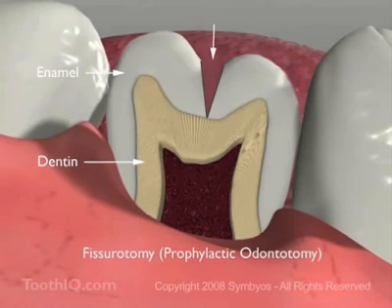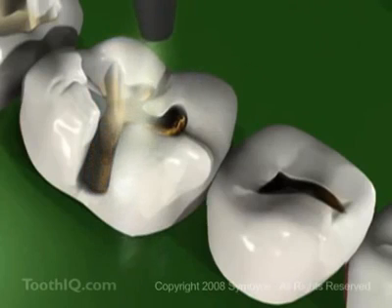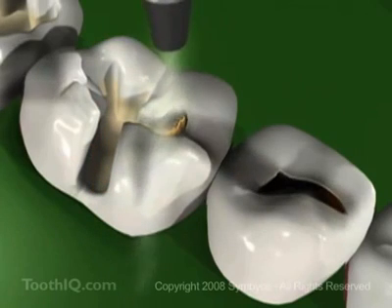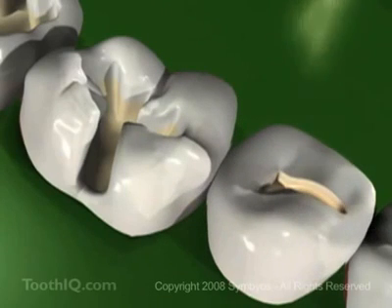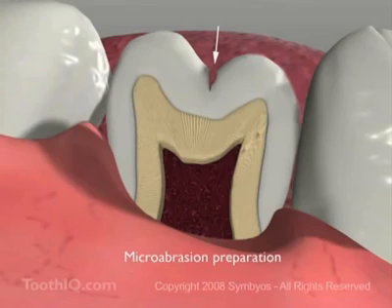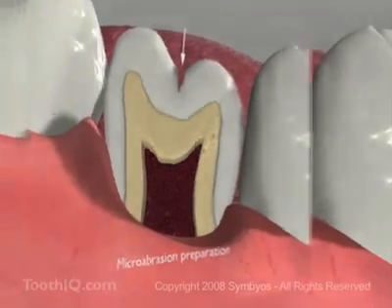The grooves can also be cleaned out less invasively with a microabrasion handpiece, which sprays a stream of abrasive particles deep into the pits and fissures to remove plaque bacteria and roughen the enamel surface. Since microabrasion doesn't completely eliminate the deep, narrow crevices, it is usually followed by placement of a dental sealant. If the preparation of the groove extends into the dentin layer of the tooth, a filling is placed instead.